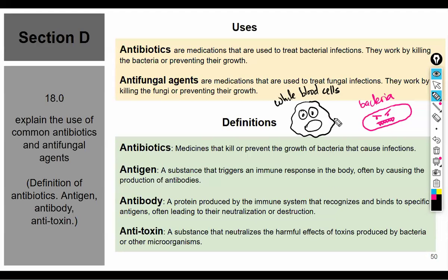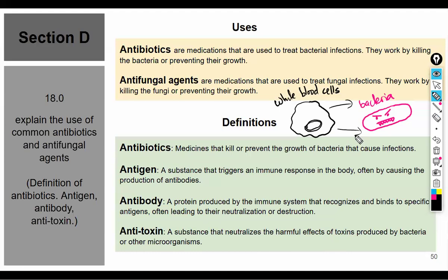I drew little googly eyes here, but obviously a white blood cell doesn't have eyes, so it cannot see the bacteria. So I just remove the eyes there. So how do the white blood cells know of the bacteria? And how do they know what kind of bacteria, because there are thousands, probably millions of different types of bacteria?